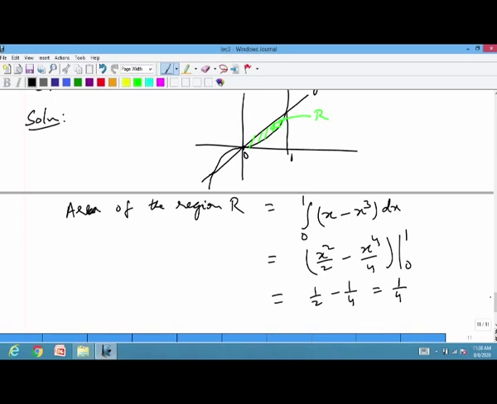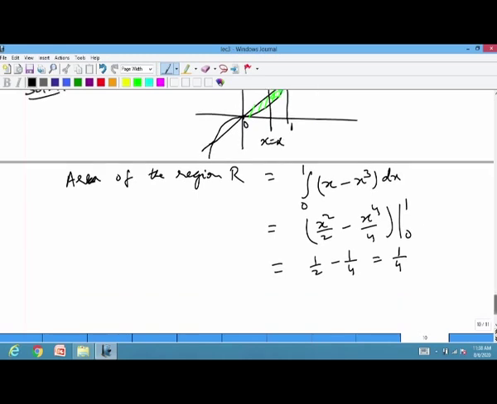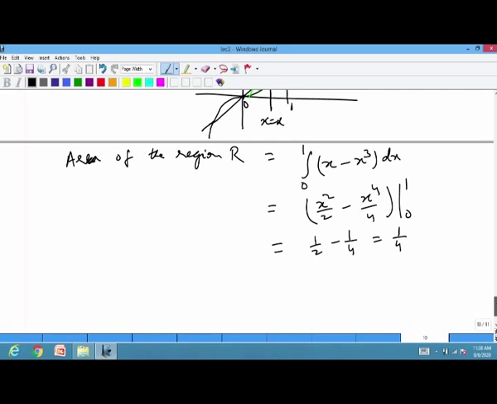Now, we have to find this line x equal to alpha, which divides this in equal parts. That means that alpha is such that the integral of 0 to alpha of x minus x cube dx should be equal to half of the area of region R, which is 1 by 4. So, this is equal to 1 by 8.